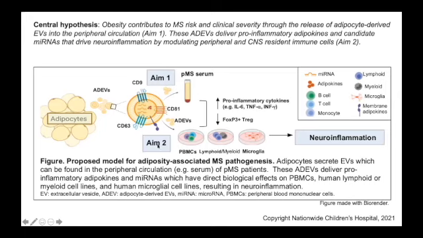And then for the second aim, I'll be working with a pediatric bariatric surgeon who is going to provide adipose tissue from those patients. And then we will isolate EVs from those samples, and then incubate with PBMCs, lymphoid and myeloid cell lines and microglia, and characterize the immune response.